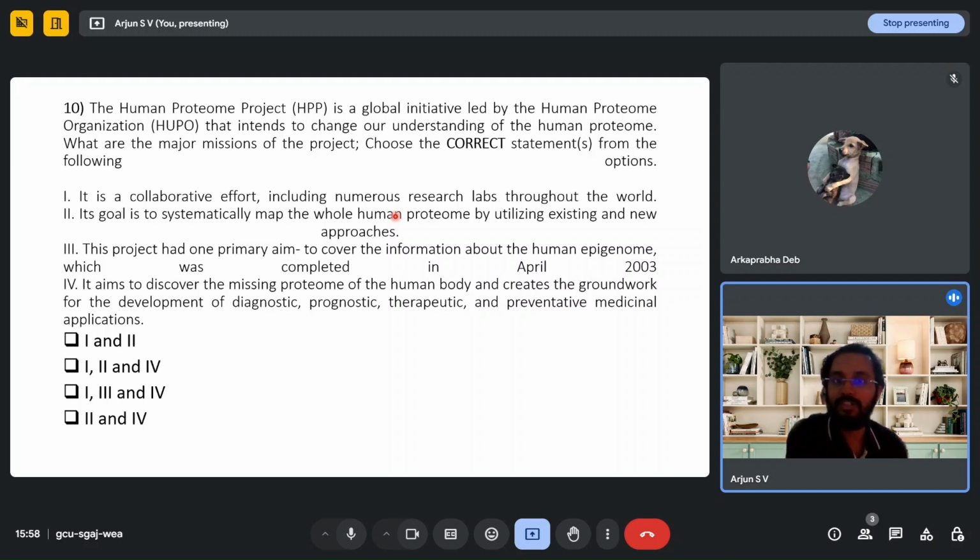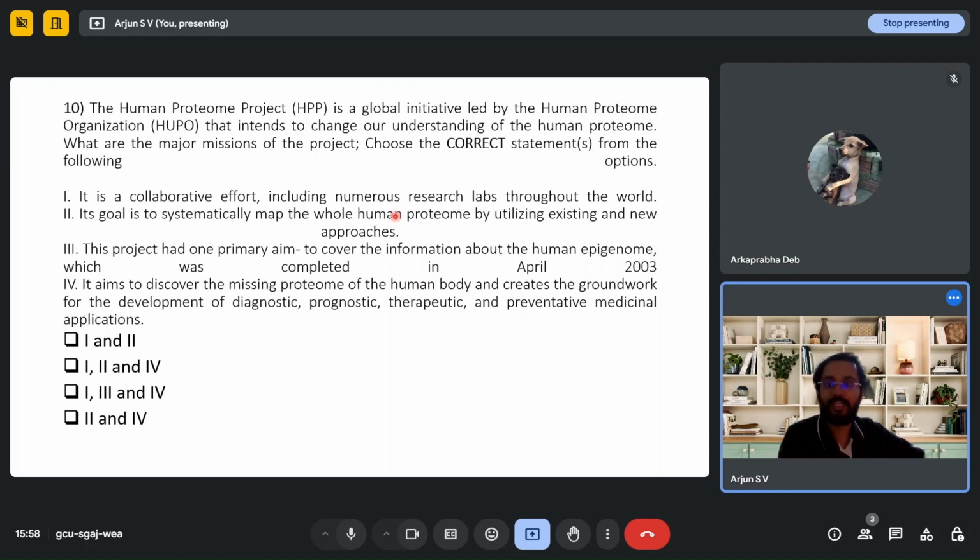So it's a collaborative effort including numerous research labs, which is kind of correct. And its goal is to systematically map the whole human proteome by utilizing existing and new approaches, which is also correct. This project has one primary aim to cover the information about the human epigenome, which was completed in April 2003. This is not a correct answer because it was started around April 2003, if I am not wrong. Not started per se, but only significant progress was made around 2003. So this is an incorrect statement.